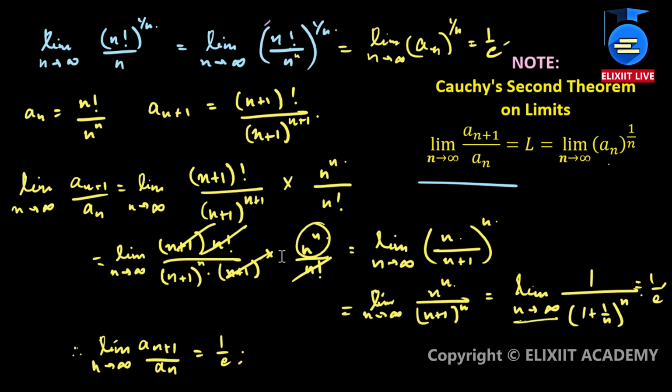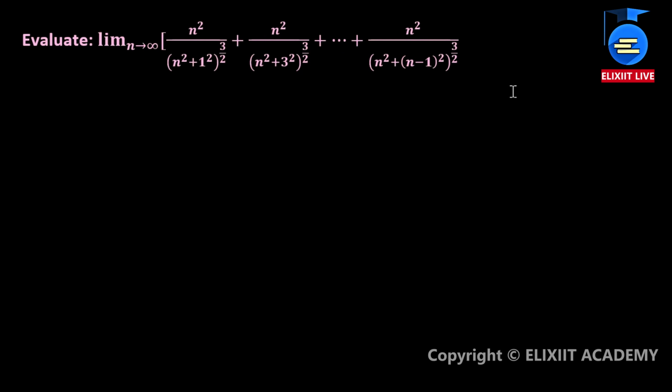Let's see some more questions. Okay, here we have a nice question. We have to evaluate this limit n tends to infinity, n square upon (n square plus 1 square) whole to the power 3 by 2, and so on. This goes up to n square upon (n square plus (n minus 1) whole square) whole to the power 3 by 2.